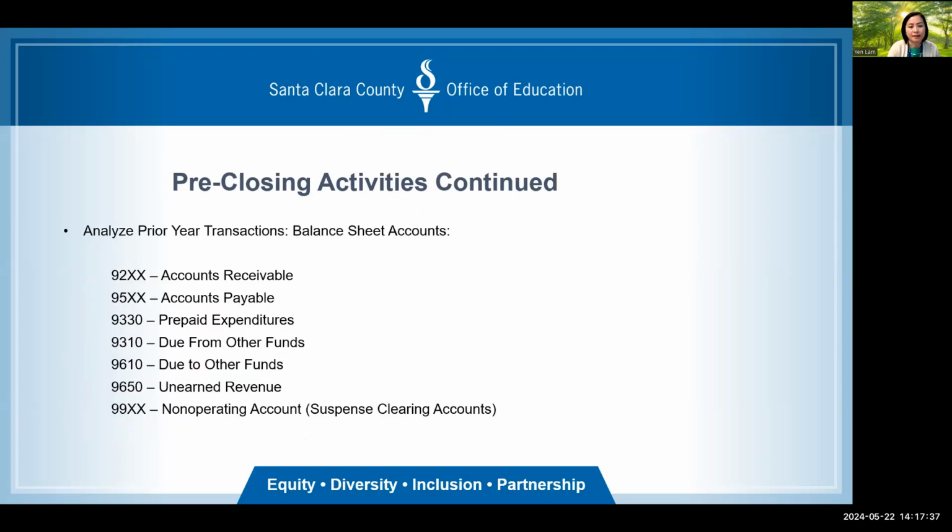And the next thing we want to look at is the balance sheet. We want to analyze prior year transactions for object code 9200XX, accounts receivable 95XX, accounts payable 9330, prepaid expenditure 9310, due from other fund 9610, due to other fund 9650, unearned revenue, and 99XX for your non-operating accounts, expense clearing account. And DBAS will also be sending a reminder at the end of June to help remind districts to clear the spend account. Next slide.